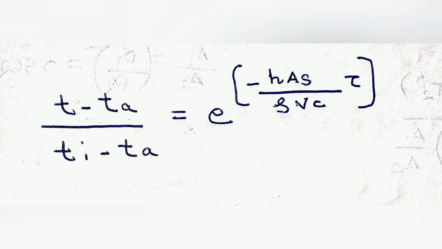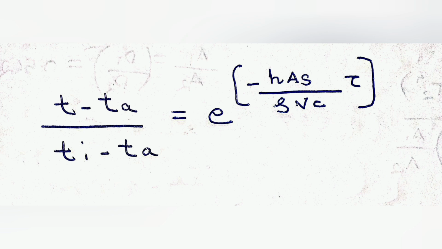T is the temperature, Ta is the atmospheric or exposed temperature, Ti is the initial temperature, and e is raised to minus h, where h is the convective heat transfer coefficient, As is surface area, rho is density, V is volume, and C is specific heat at constant pressure. This equation can be used only if the value of Biot number is less than 0.1.